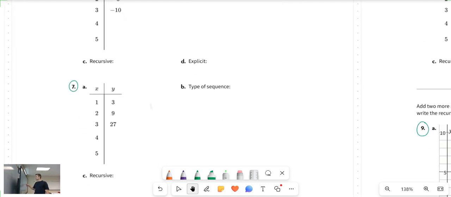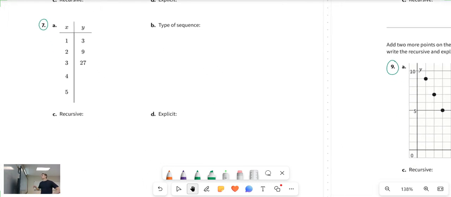Our next is number 7. So here we go. We've got 1 and 3 match up, 2 and 9, 3 and 27. So our sequence is 3, 9, 27. The gap from 3 to 9 is 6, but 9 to 27 looks like 18. So that's not going to be arithmetic.